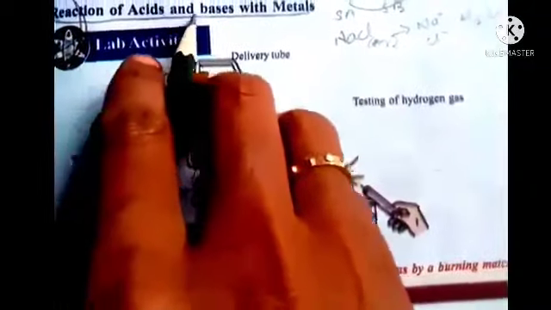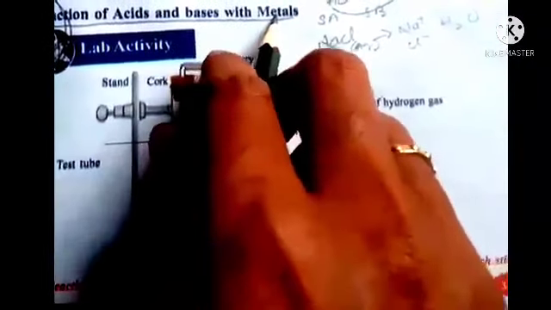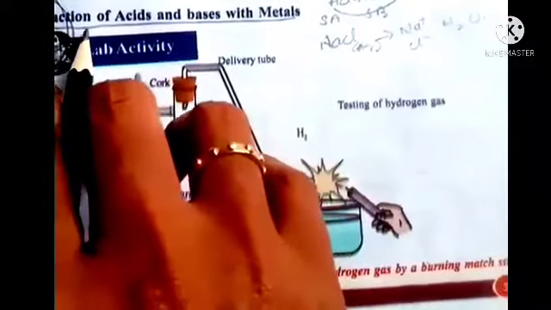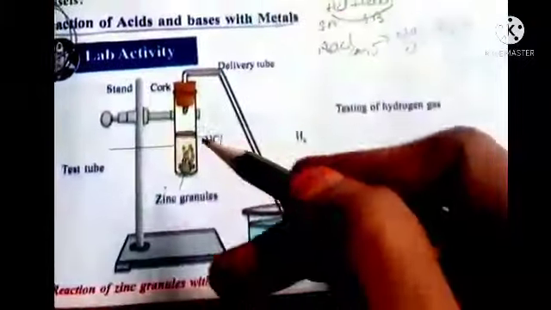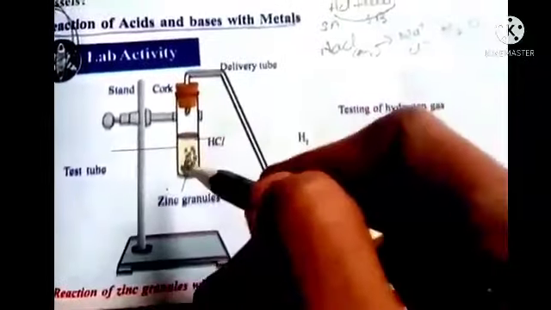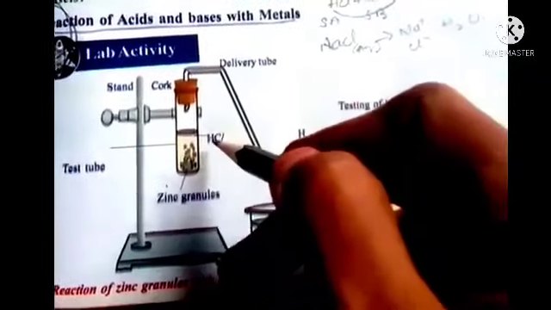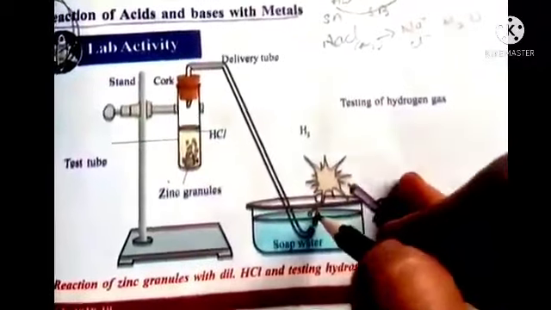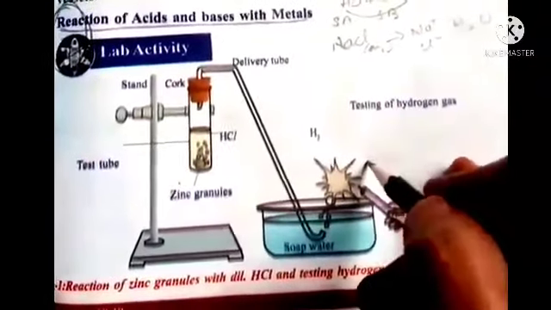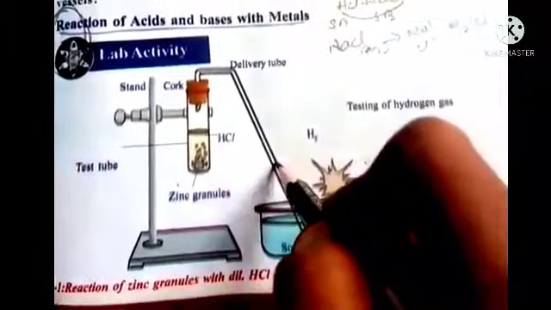Activity: reaction of acids and bases with metals. Here we are taking an acid and a base to react with metals. The metal is zinc granules, and the HCl solution, that is the acid, releases hydrogen gas. This is the evolved gas experiment. This is your lab activity.